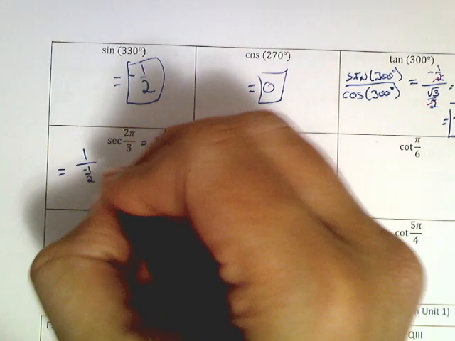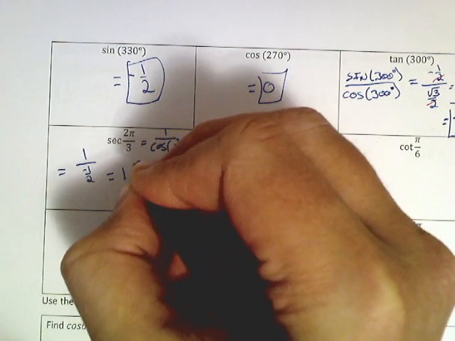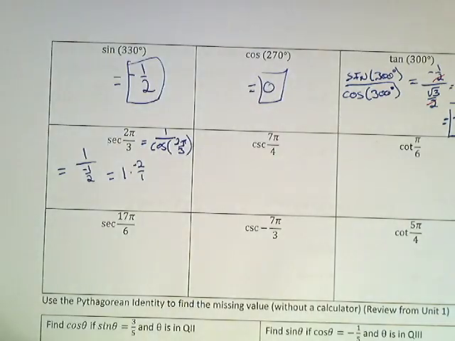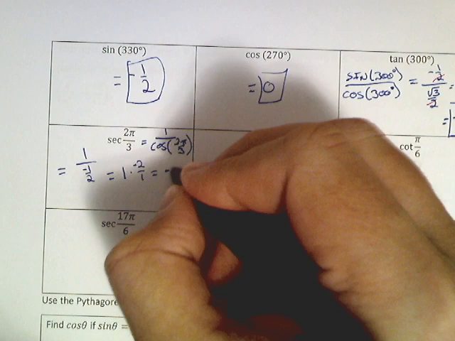And then we keep change flip. So it's going to be 1 times 2 over 1, and the negative. So it should just be equal to negative 2.